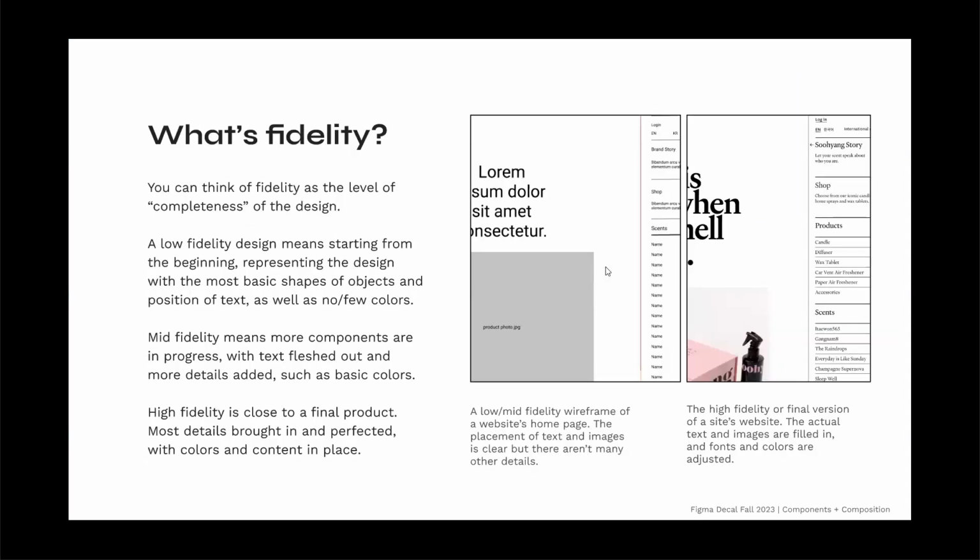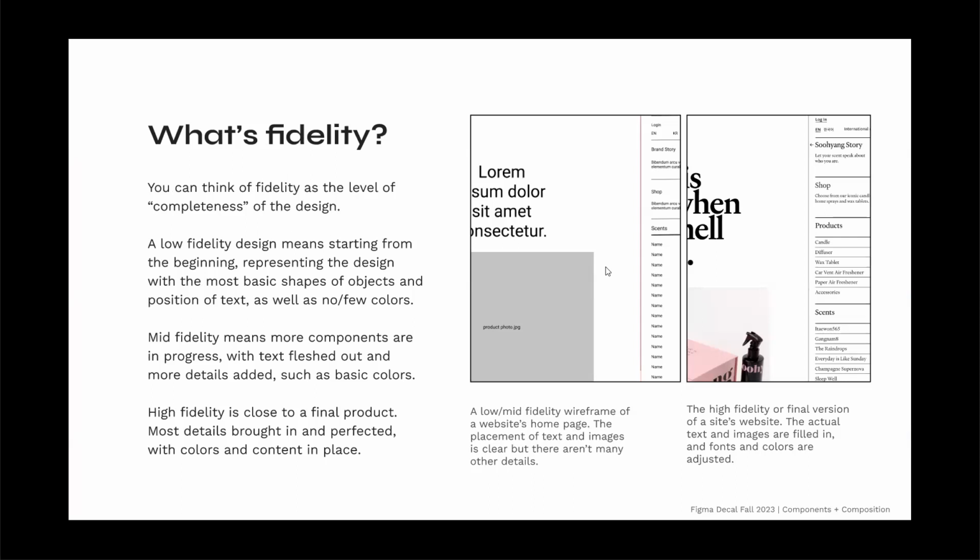So what is fidelity? You can think of fidelity as the level of completeness of the design. A low fidelity design means starting from the beginning, representing the design with the most basic shapes of objects and position of text, as well as no or few colors. Mid fidelity is going to mean more components in progress, more text fleshed out, and more details added, such as your basic colors. And high fidelity is going to be close to the final project. Most details are going to be brought in and perfected with colors and content in place.